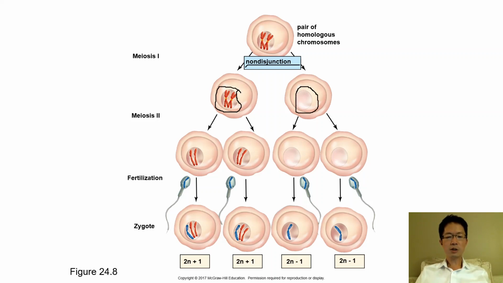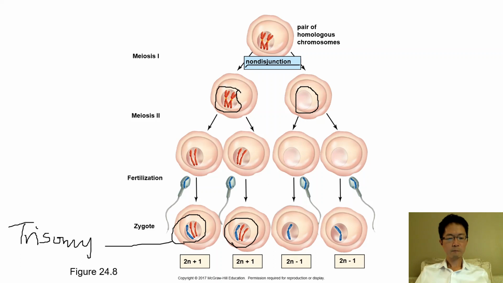And then during meiosis 2, you separate the chromatids, and then fertilization occurs. Then some of the zygotes will have three sex chromosomes. Three sex chromosomes, we call it trisomy. After fertilization, the cell only has the chromosome from the sperm. Of course, we call it monosomy.